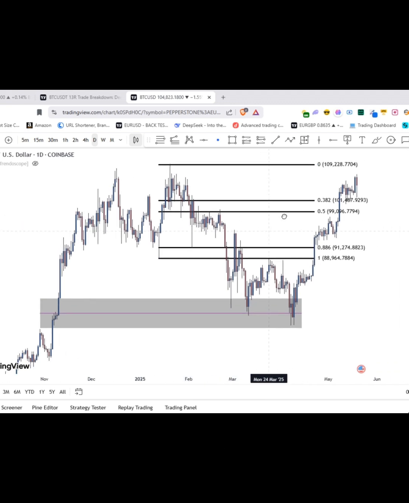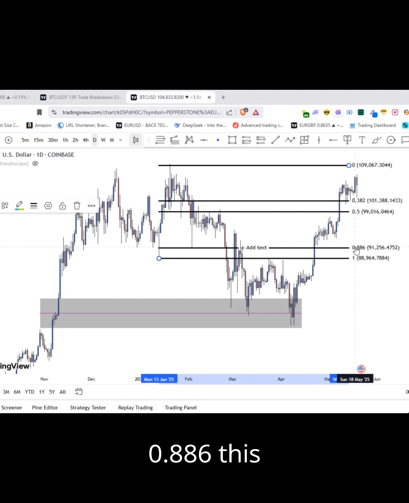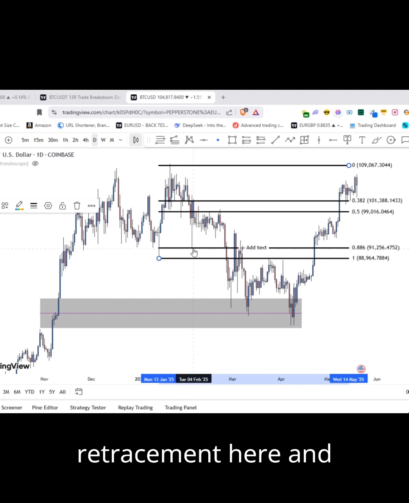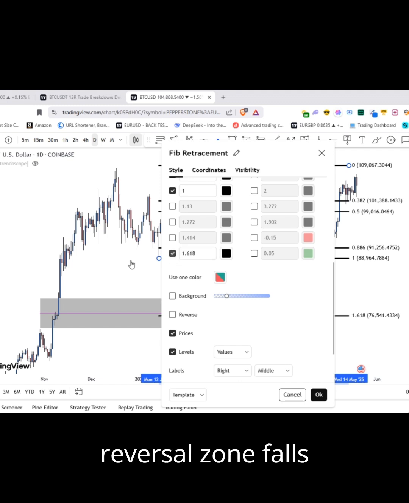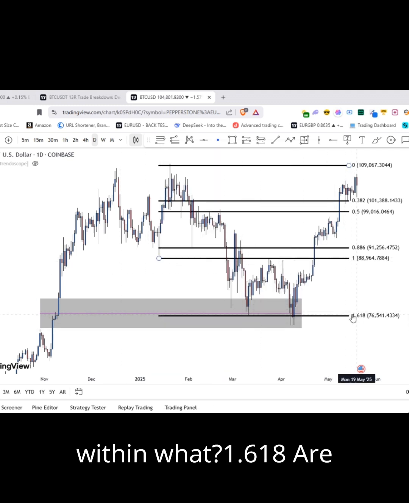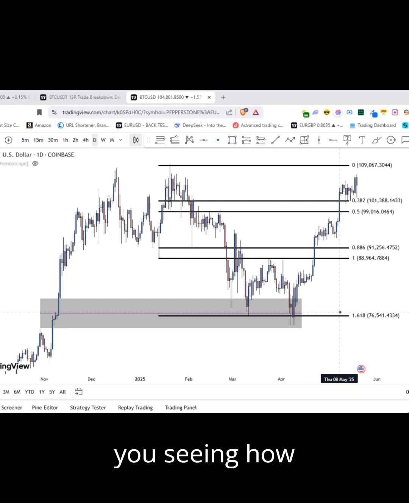You can see that 0.886 retracement here. And the D point, which is the potential reversal zone, falls within what, 1.618. Are you seeing how everything is piecing together right now? It's very clear. Everything is like a movie. You are seeing reality. It's not guesswork. You see how everything is coming together right now.